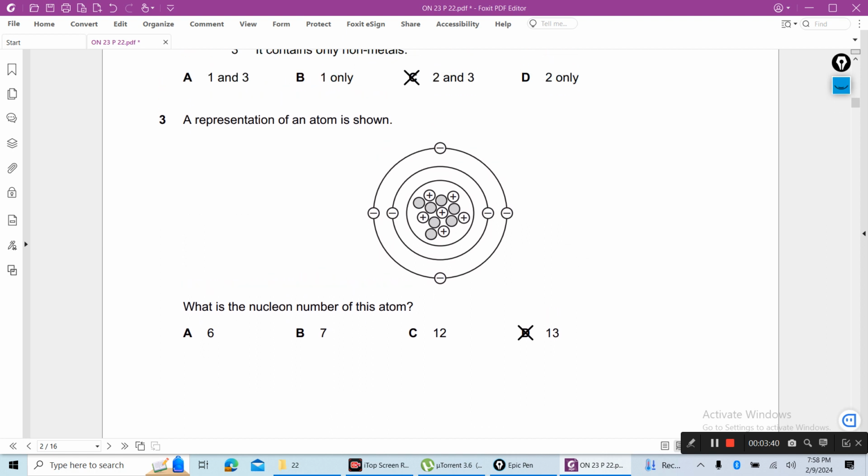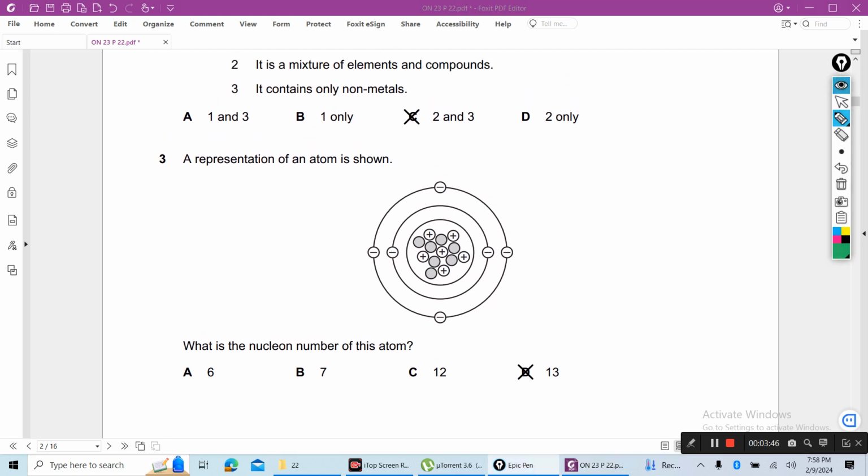Number 3. Here is an atom. What is the nucleon number? Nucleon number means mass number, the number of protons plus the number of neutrons. The answer is D, because it has nucleon number 13: 1, 2, 3, 4, 5, 6, 7, 8, 9, 10, 11, 12, 13. Protons and neutrons present in the nucleus total 13. So this is the nucleon number, the mass number.